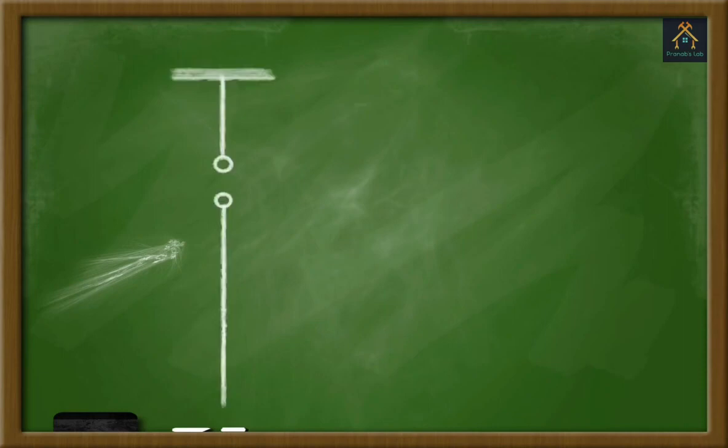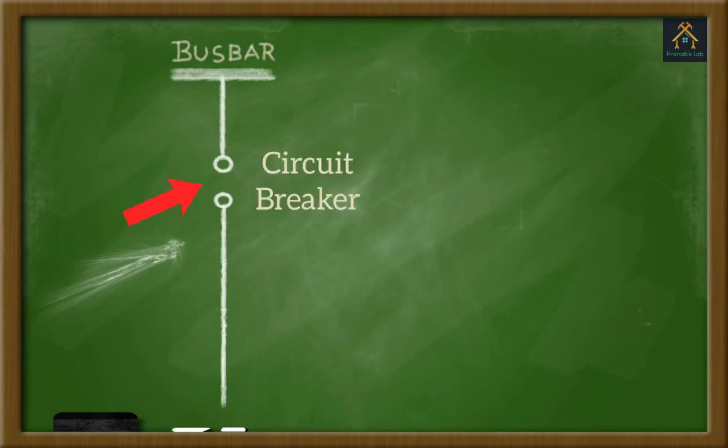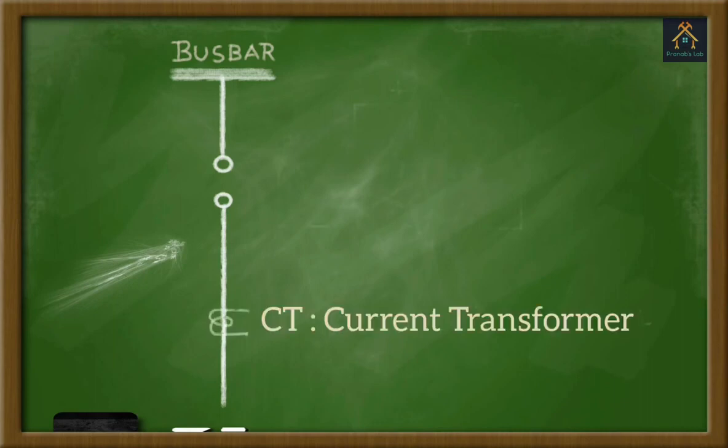So let's draw the circuit diagram step by step. First of all, an outgoing line of any system voltage is taken from a bus bar. You can see a gap is placed in between the lines and we will put a switch in that position later. Now a CT, that means current transformer, is placed in that line.